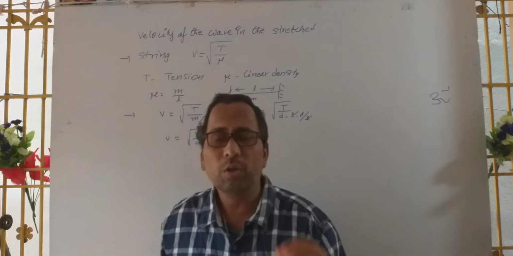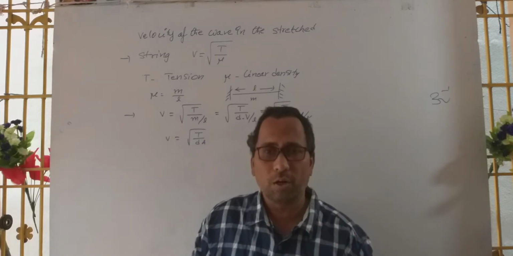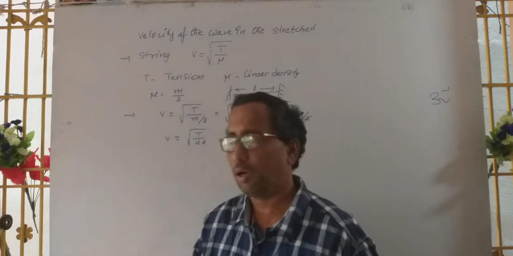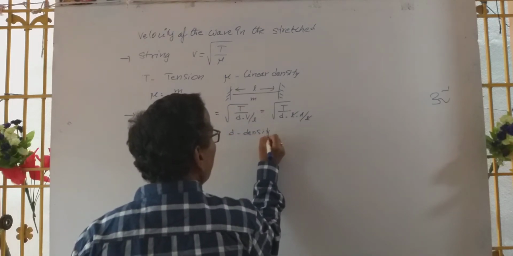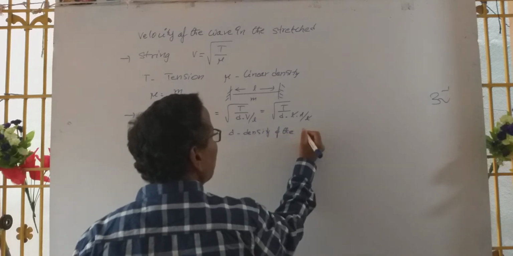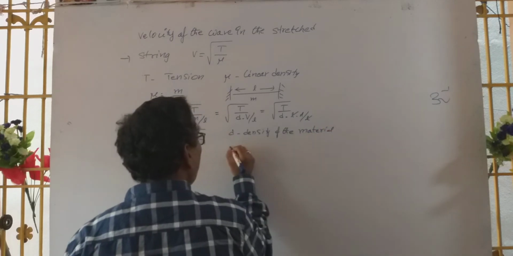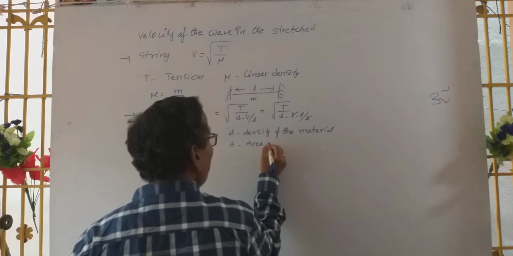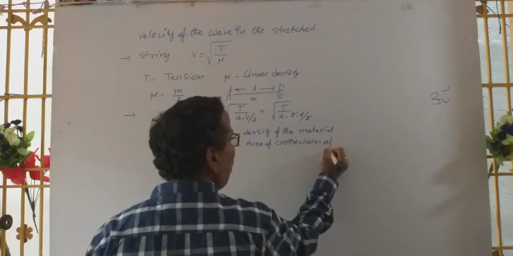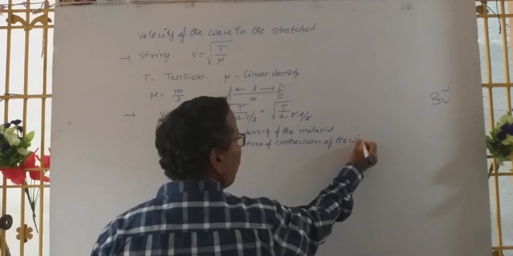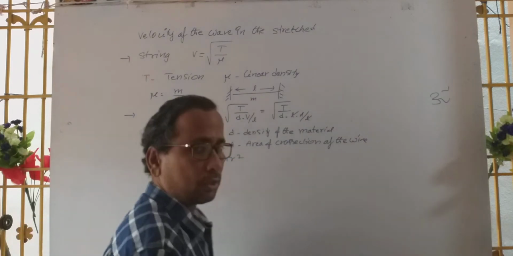v is equal to root of T by dA. So we changed that formula in terms of density as well as area of cross section, which I am mentioning on the board. Here d is the density of the string, that is, of the material, and A is the area of cross section of the wire. Here the area of cross section A is equal to pi r square also.